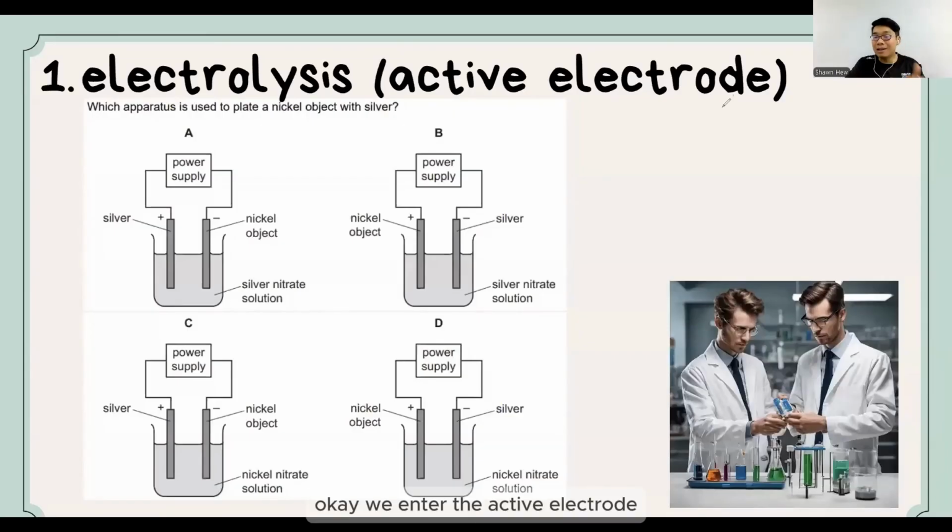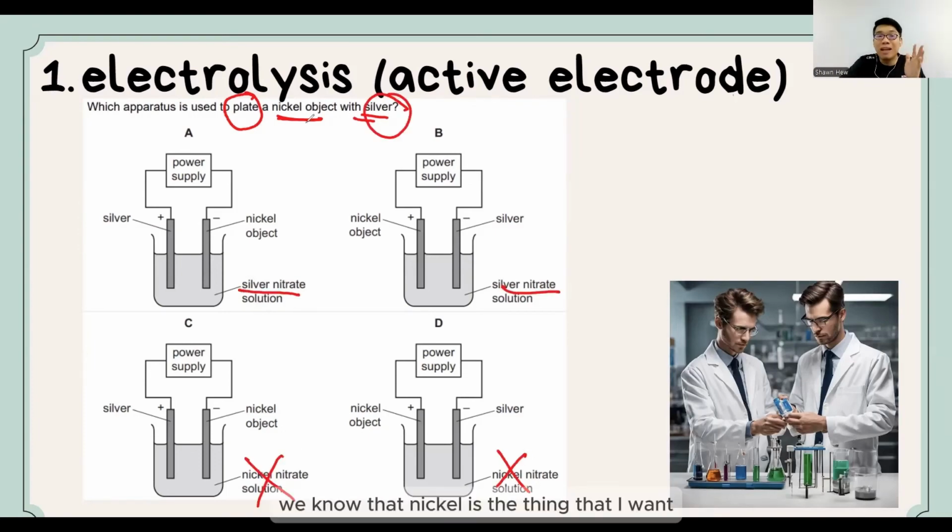Okay, we enter the active electrode question that involves electroplating. So see this question. They say how to plate a nickel object with silver. The electrolyte, we must choose the thing that we need to plate with, so must choose silver solution. We know that nickel is the thing that I want, just like the ring.